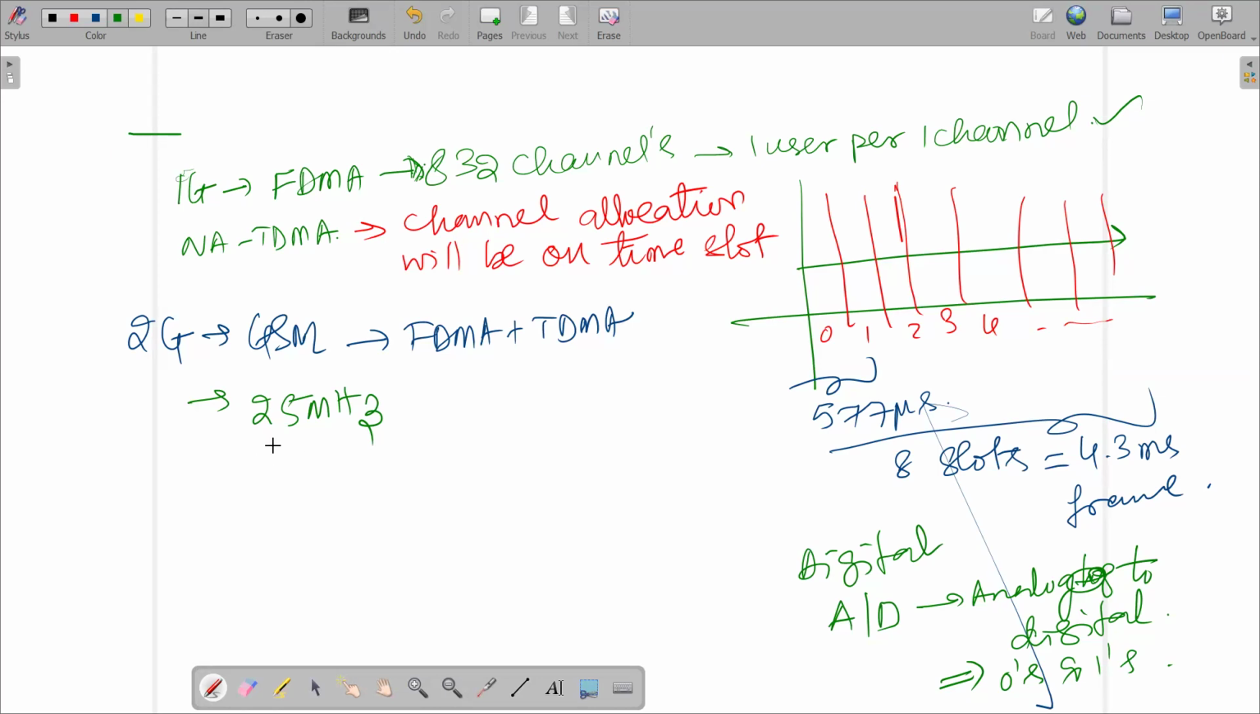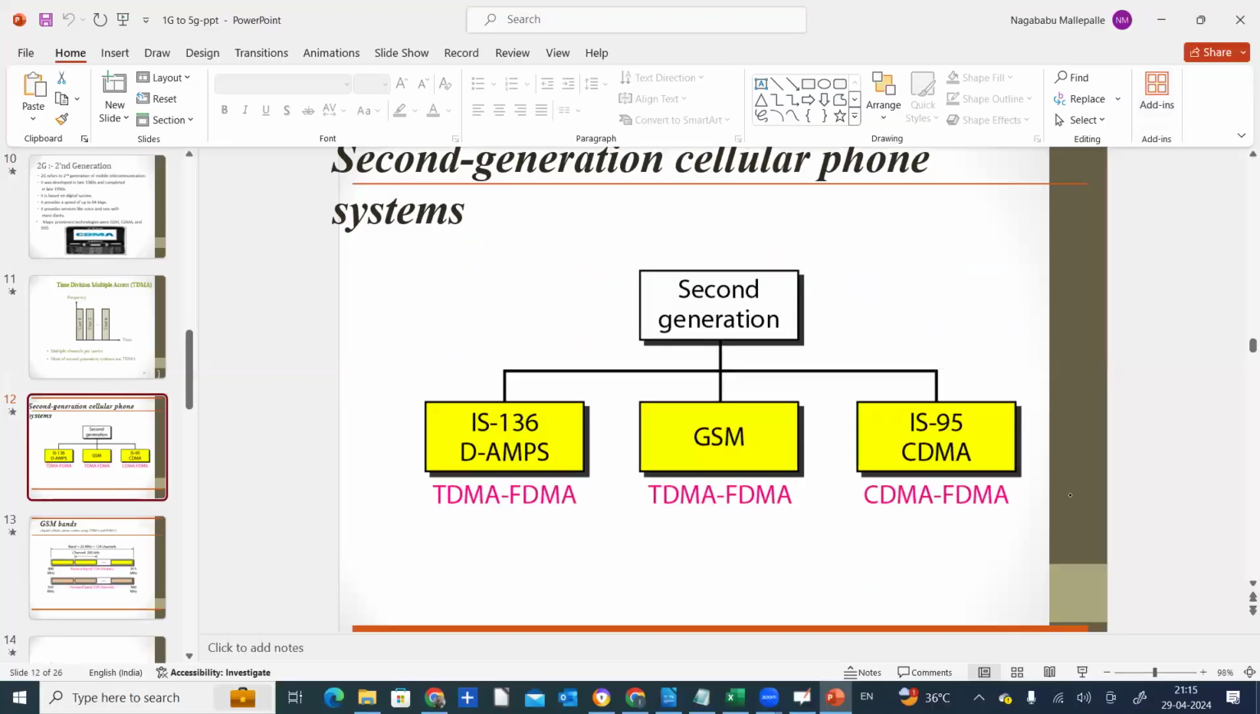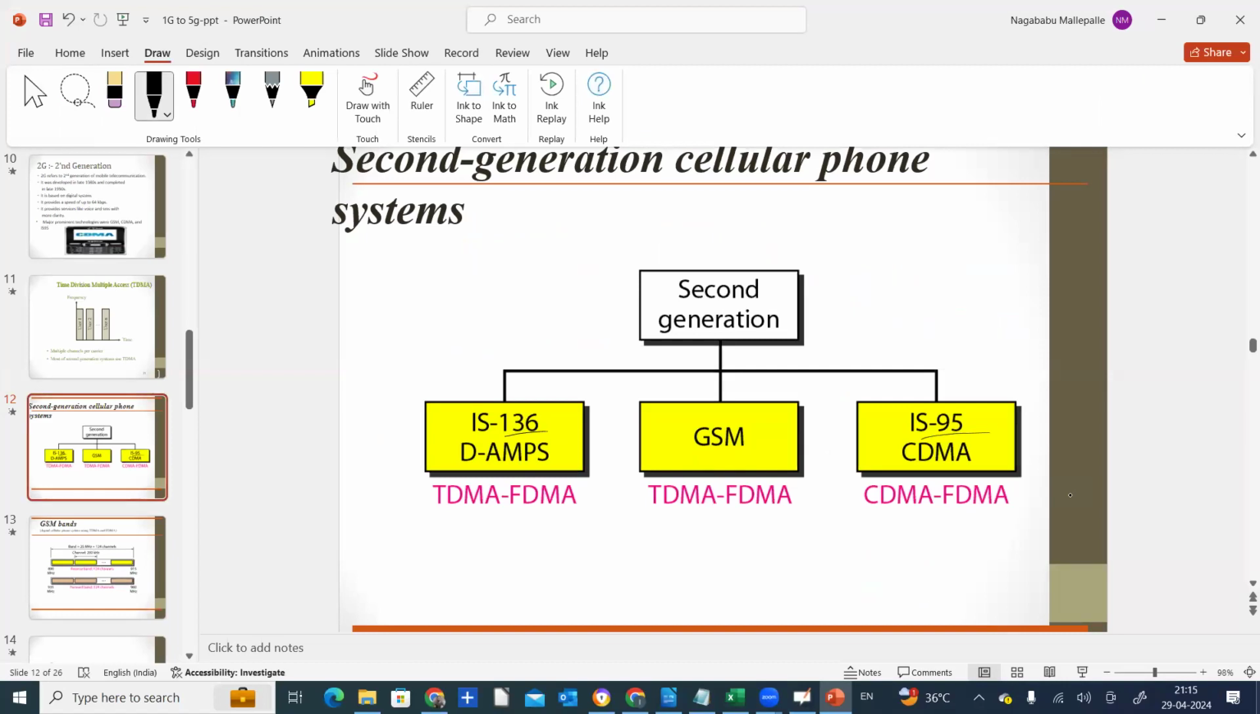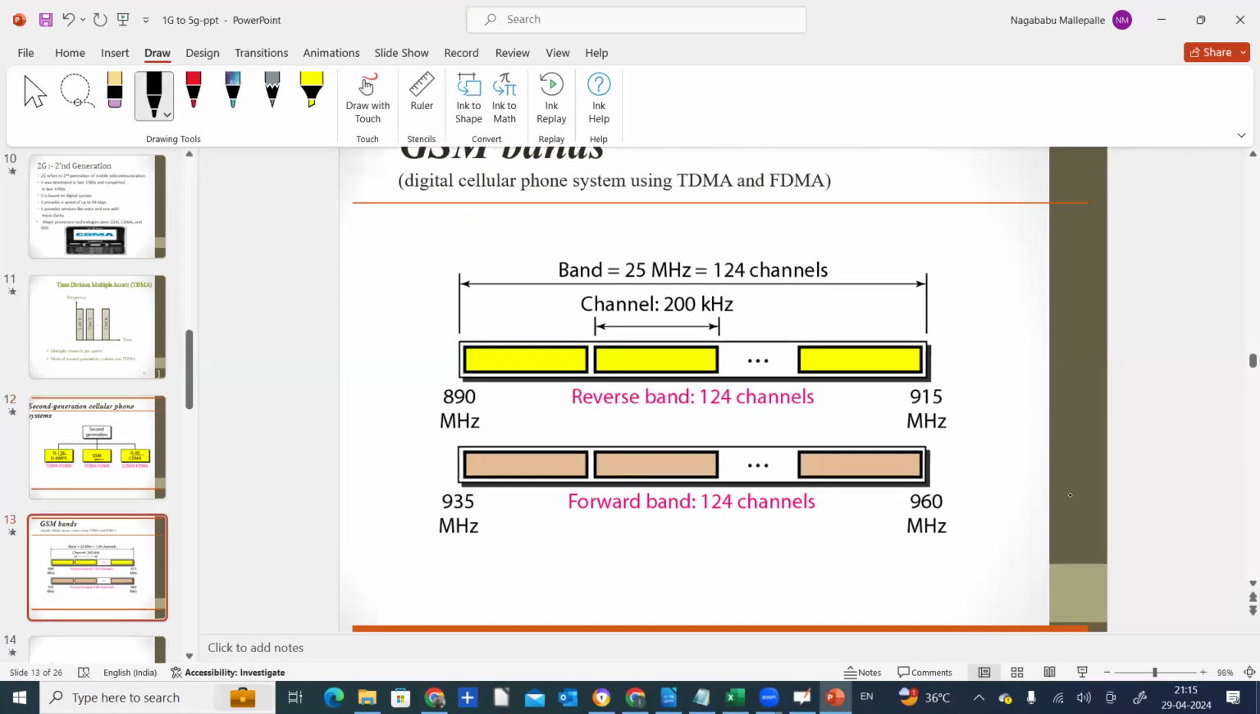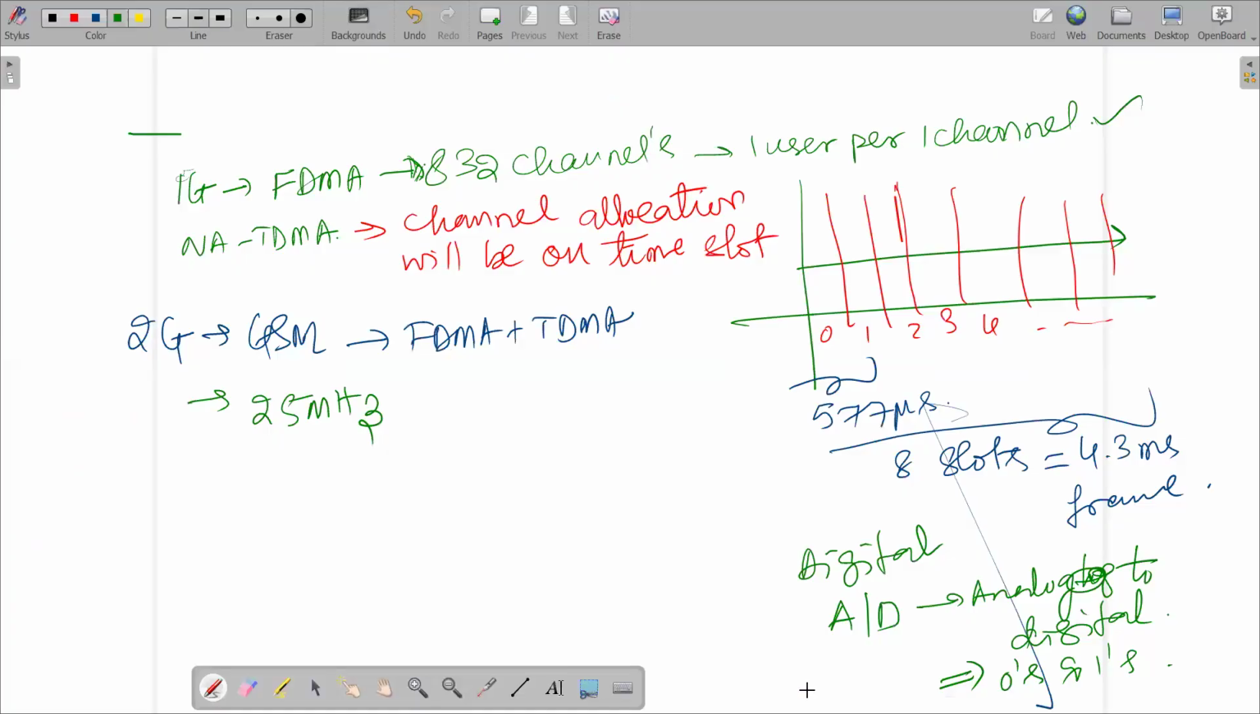So here also 25 megahertz is assigned, right? You can see these are the standard second generation systems: IS 136, IS 95, which is another form of CDMA, and then this is purely GSM. Here also 25 megahertz is assigned to telecommunications for 2G by the ITU.